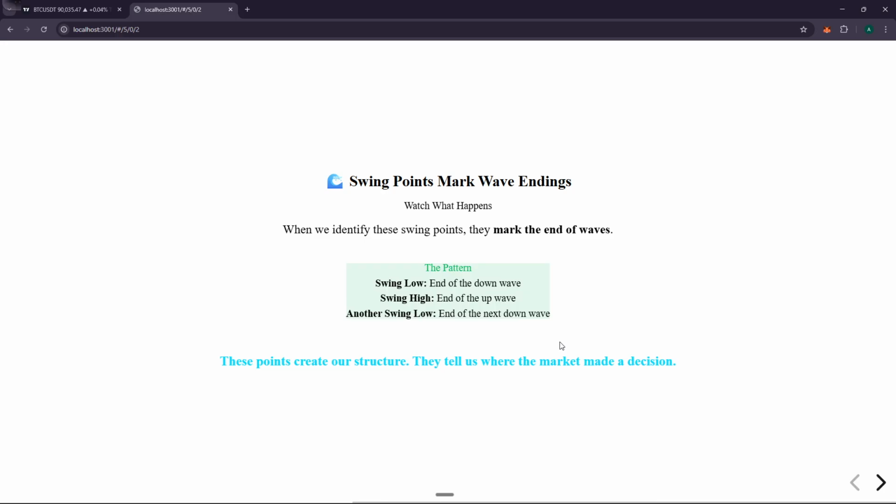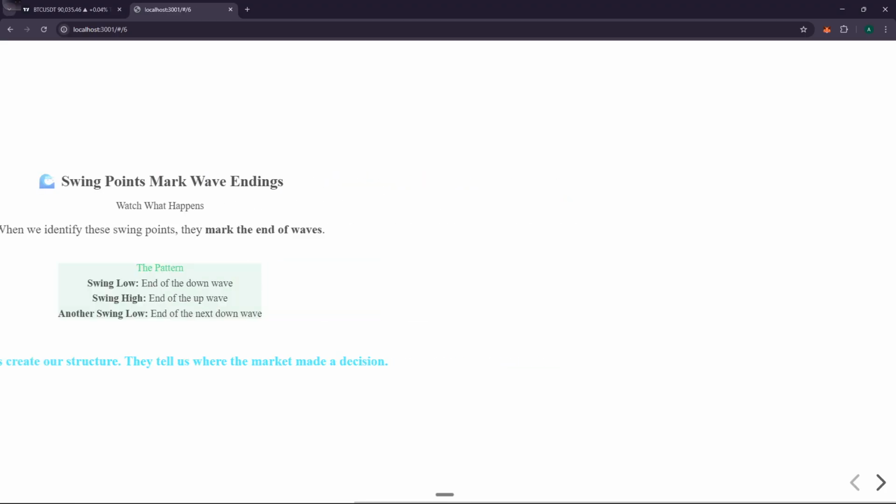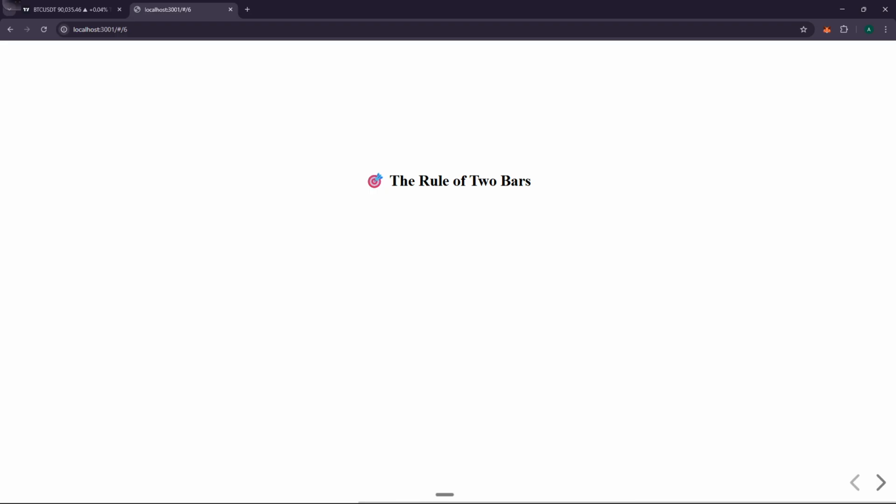So these points create our structure. They tell us where the market made a decision. And I always use the rule of two bars. So now let me show you something really important, the rule of two bars. This is a principle professional traders use. You can break back one bar, but not two.